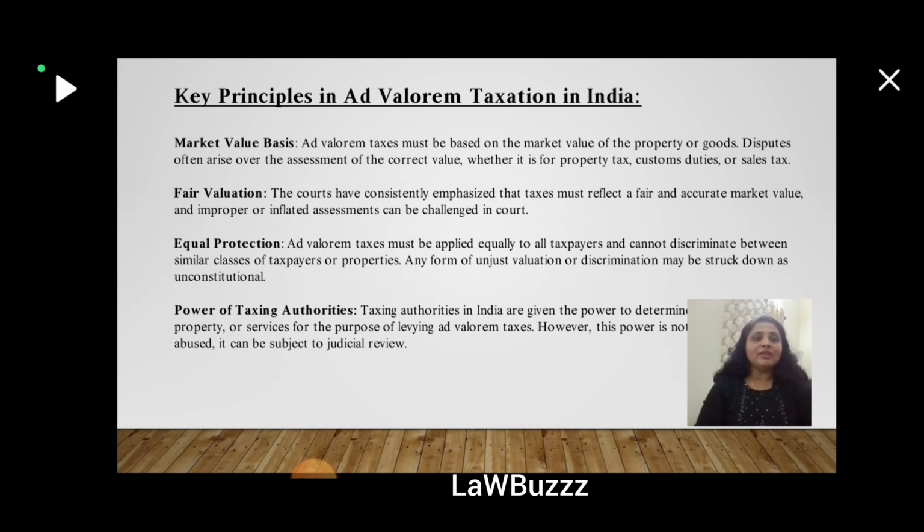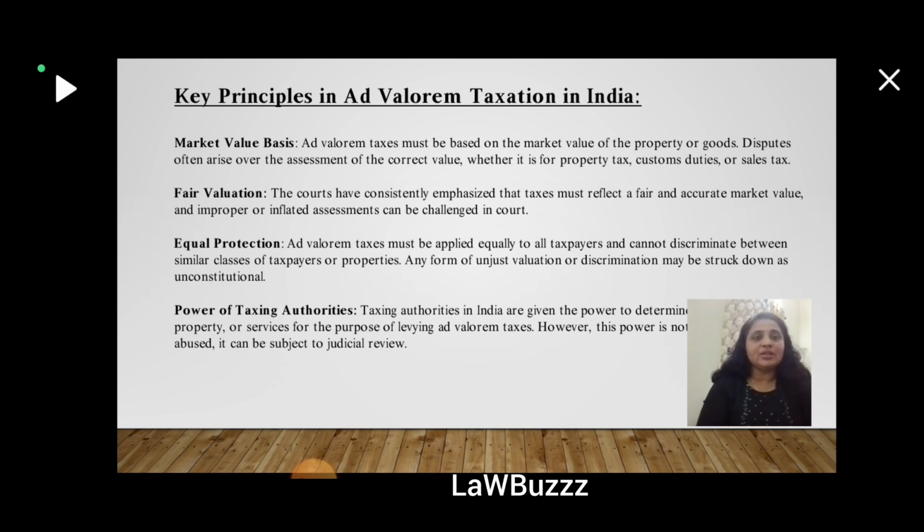So there can be disputes over whether it is property tax, customs duty or sales tax. In assessing that, different kinds of taxes may be charged. If it is imported or exported, there is customs duty. If it is within India, what kind of tax has to be applied and how much has to be charged. This is market value basis.